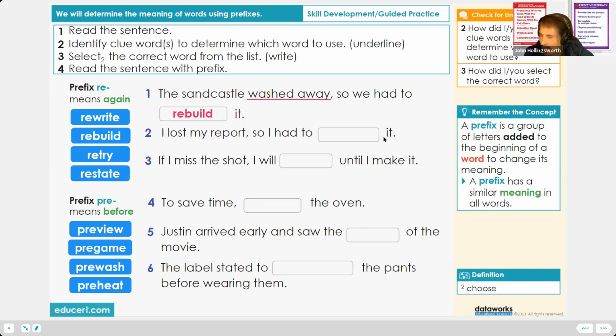Yeah, and I kind of modified this a little bit. I tried to get it more conceptual. We're trying to find what we have to do again, right? I lost my report, so I had to. So what do I have to do again if I lost my report? I can almost tell right here. I'm going to have to rewrite it. That's what I'm going to do again. So we're not just taking this as a context clue to match a word to a sentence. We're trying to conceptually put the idea of the prefix in there.